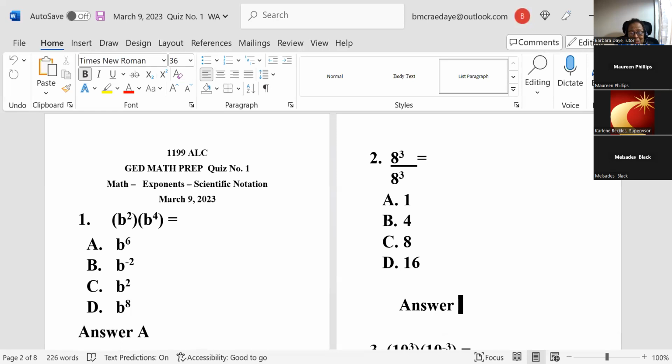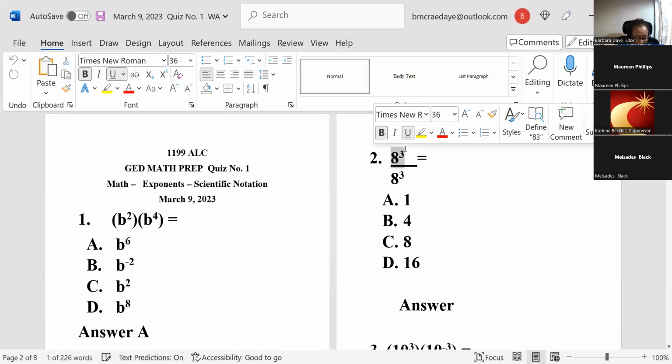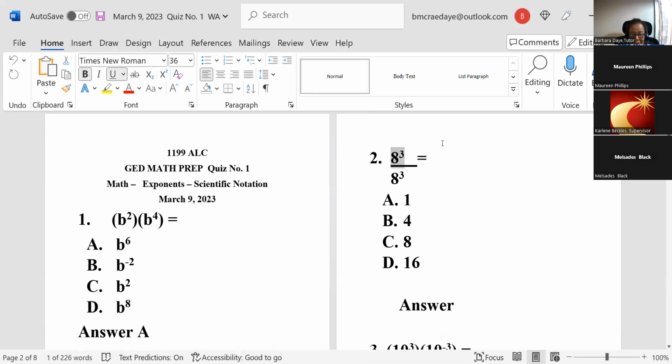Now, this is division. So what is the answer for number 2? Subtract the exponent of the denominator from the exponent of the numerator. So that becomes what? A to the 3. Let's put that here. That becomes 3 minus 3, right?